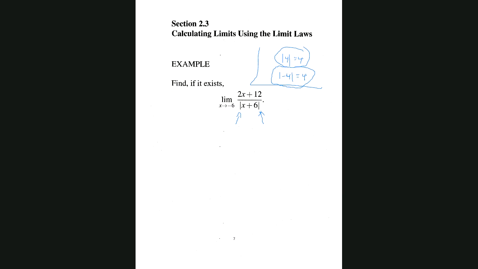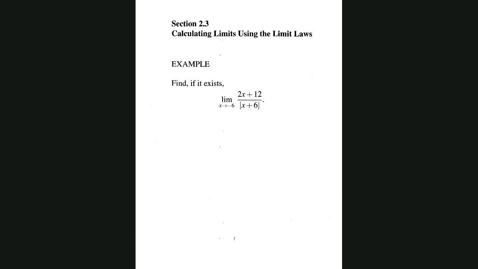So we are going to try to see if the limit exists. The limit as x approaches -6 for the rational function 2x plus 12 over the absolute value of x plus 6. So what makes this problem different or hard? The absolute value. That's right.